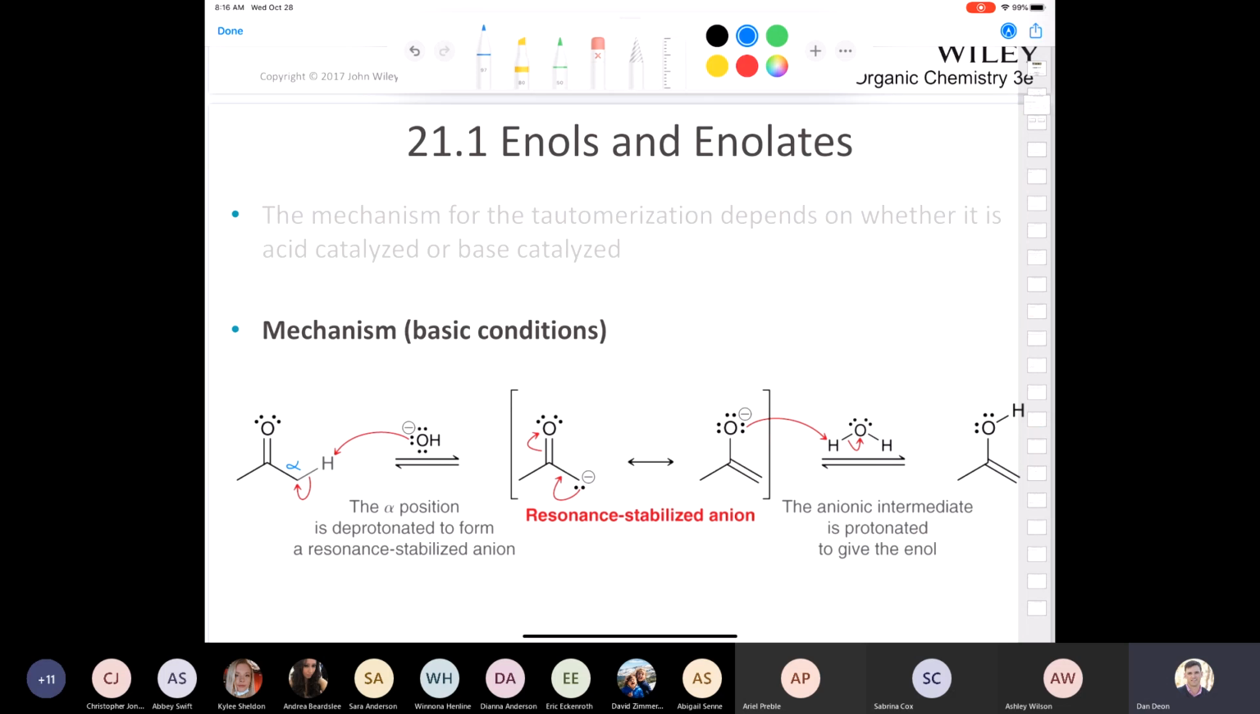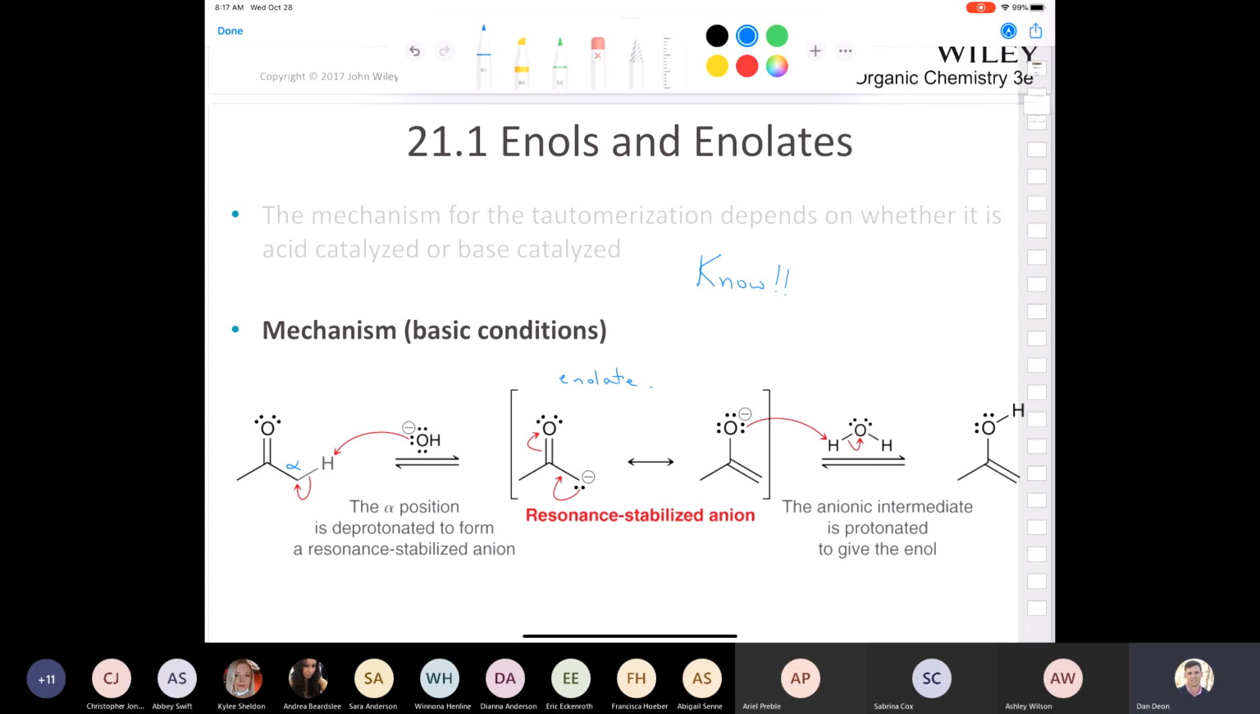But if you have hydroxide, which is a strong base, it's strong enough to deprotonate at the alpha position and produce that resonance stabilized anion that we call what? It's got a sassy name, right? This is called an enolate. And then we can protonate that enolate because water is the conjugate acid of hydroxide, so it can donate a proton to the oxygen, and we end up producing the enol. And again, this is another mechanism that you have to know: the base catalyzed tautomerization of a ketone to an enol. Very important mechanisms in organic chemistry, and we're going to see them over and over and over.